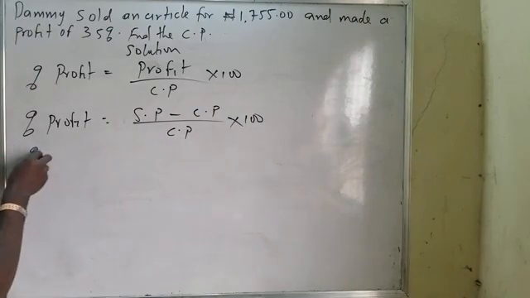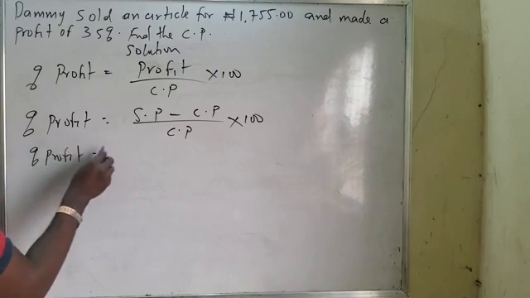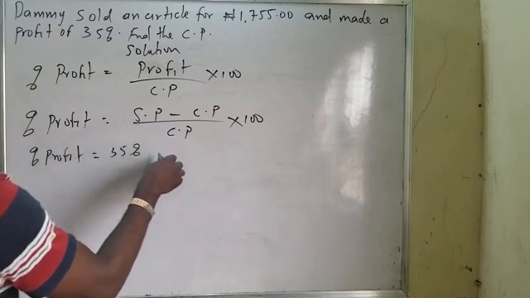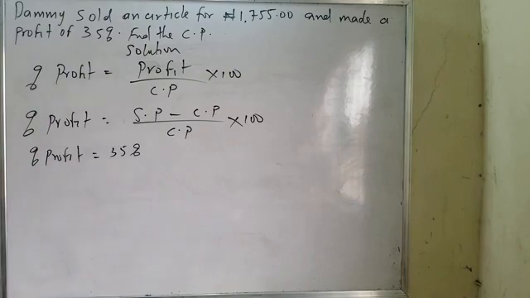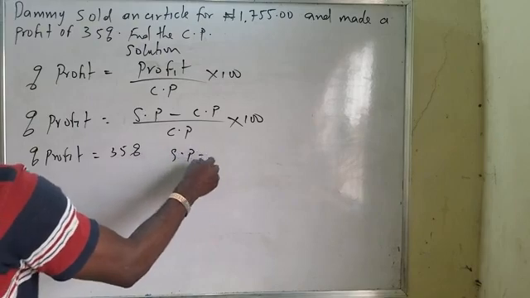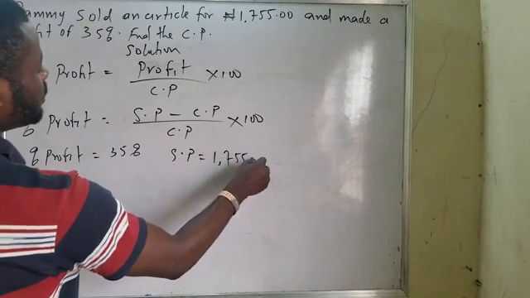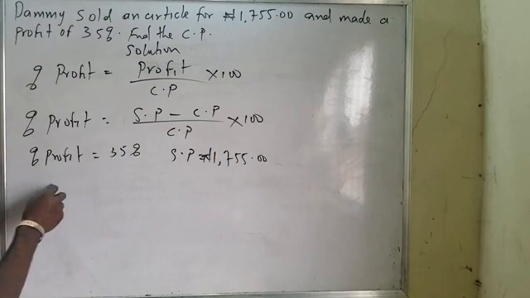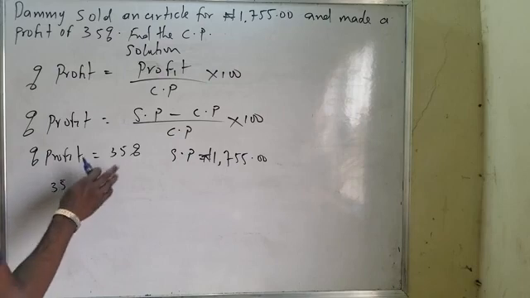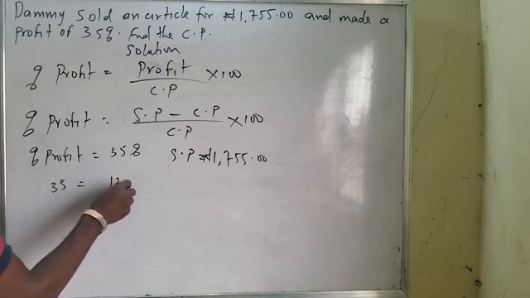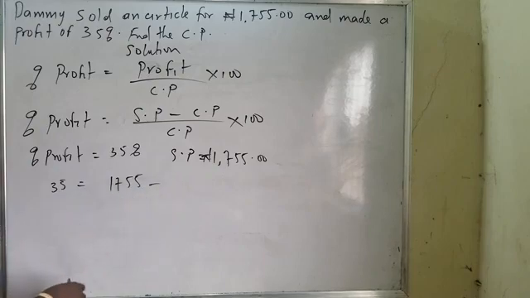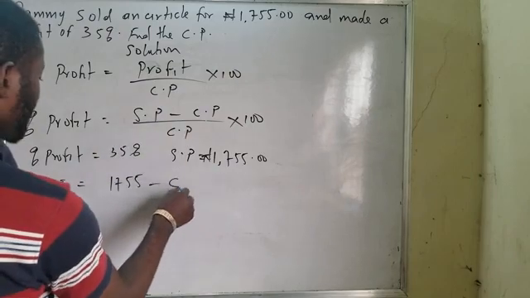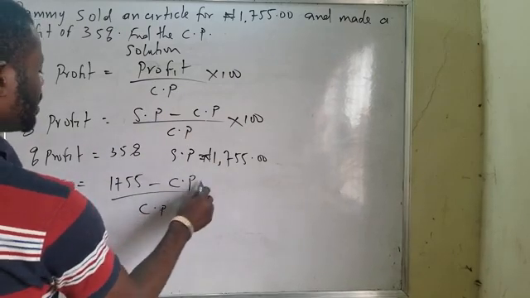And we all know that my percentage profit is 35%. The article was sold, it means my selling price is 1,755 naira. At this point I can say that my profit, 35, equals my selling price, 1,755, minus my cost price. My cost price, I don't know it, I can put X, divided by cost price multiplied by 100.